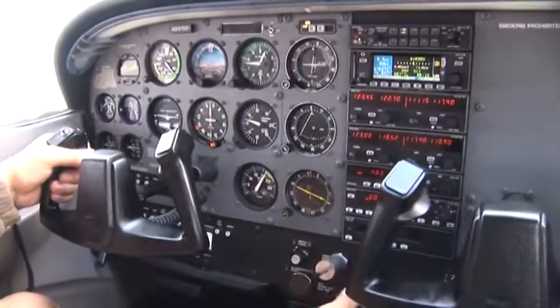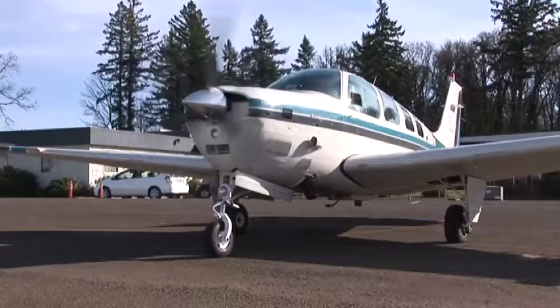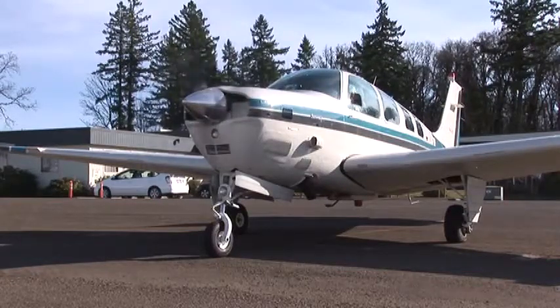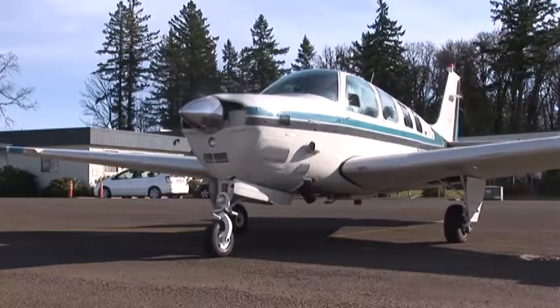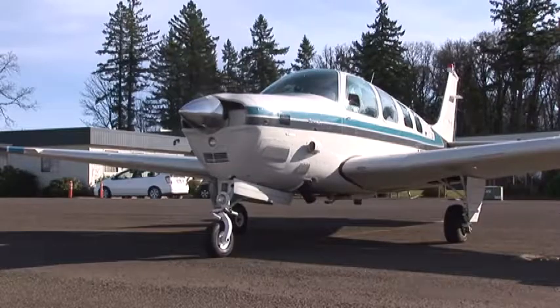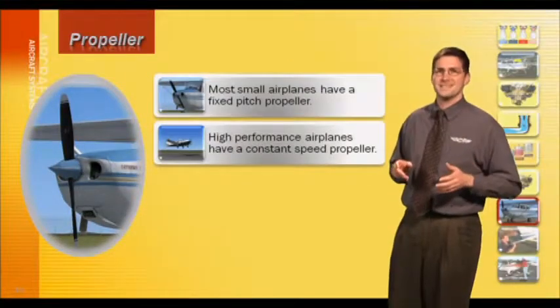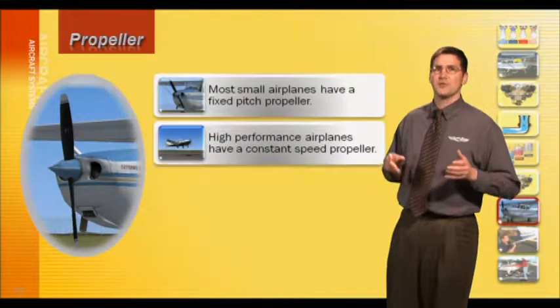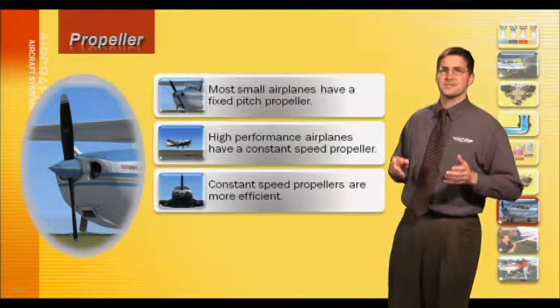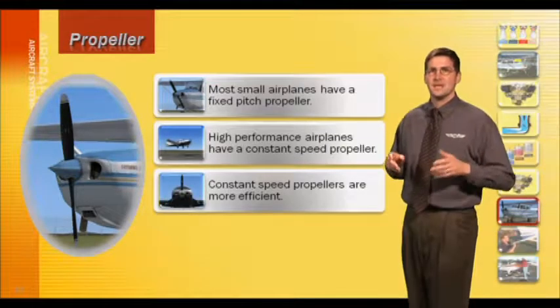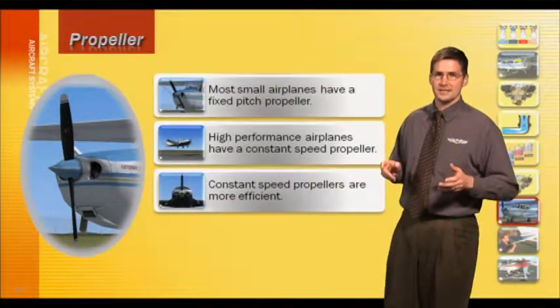Now, in high-performance airplanes, the pilot may actually select the blade angle for the performance desired at that particular time. This type of propeller is called a constant speed propeller. The main advantage of a constant speed prop is the ability to select a blade angle for the most efficient performance for specific phases of flight. These include climbing or cruising flight.